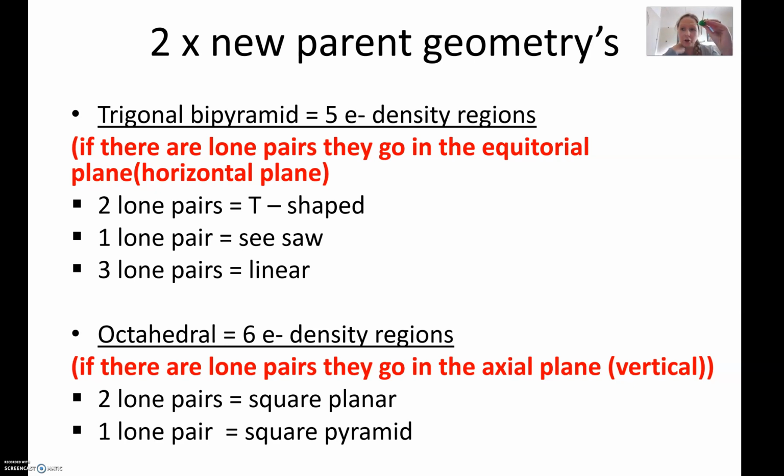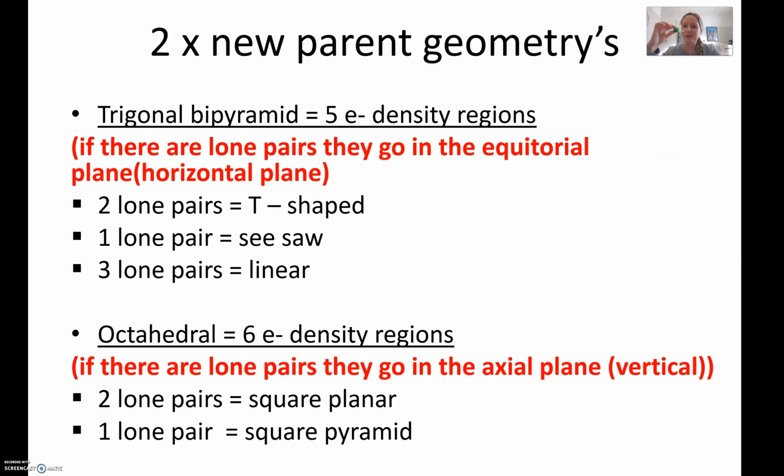What do you need to know for level 3? You need to know that if you've got trigonal bipyramid, so 5 electron density regions, and if there are lone pairs, they go in the equatorial plane, which is the middle plane, the horizontal plane. Okay, so you guys will be stoked with this. The shapes this year actually make sense and have names that are hilarious.